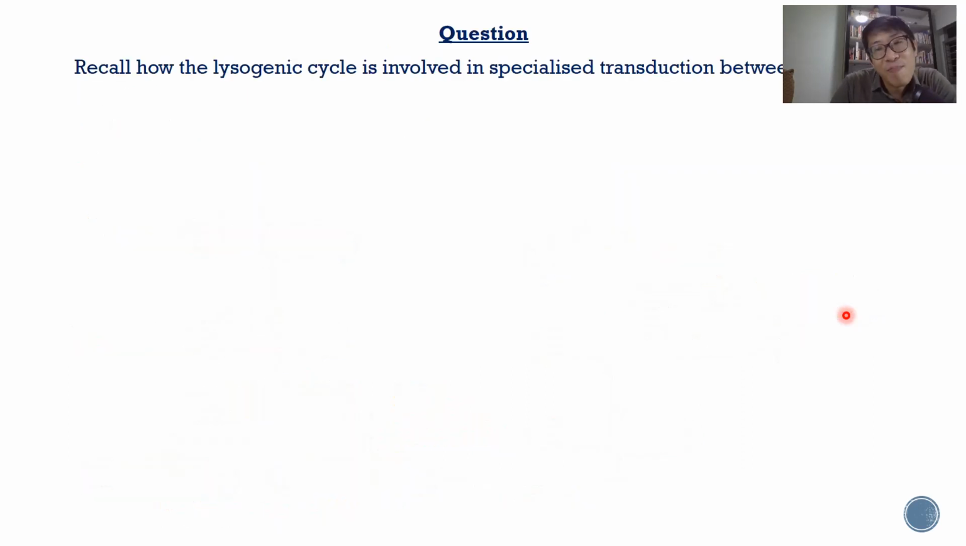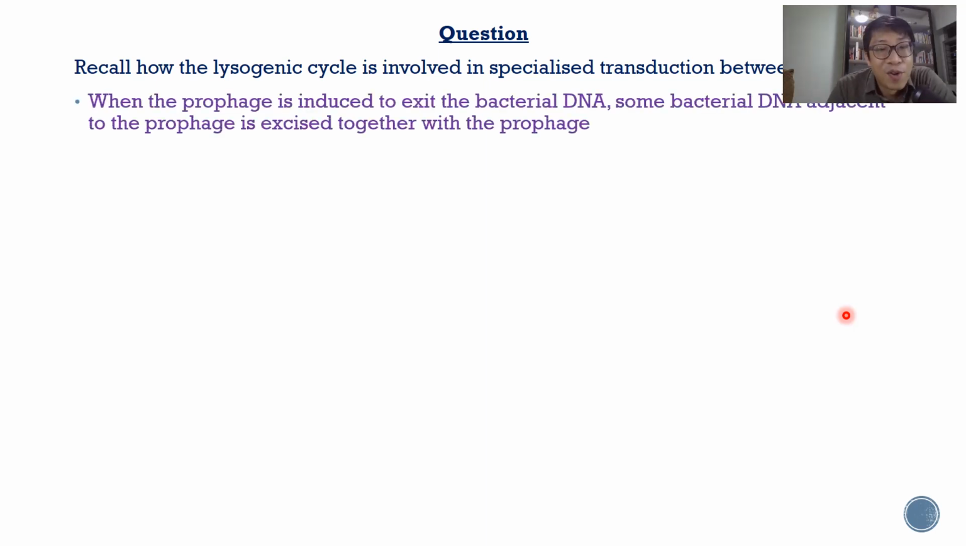Okay, so again, back to bacterial transduction. You learned that the lysogenic cycle is involved in specialized transduction. Now that you have looked at the lysogenic cycle in more detail, can you link and therefore understand specialized transduction better? You learned that when the prophage is induced to exit the bacterial chromosome, that's when the lysogenic cycle stops and the lytic cycle is induced.